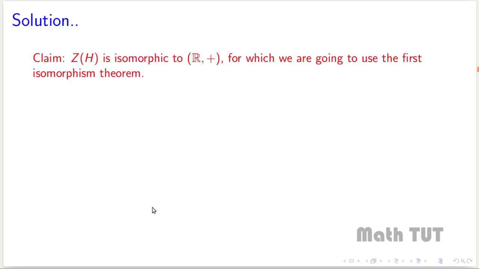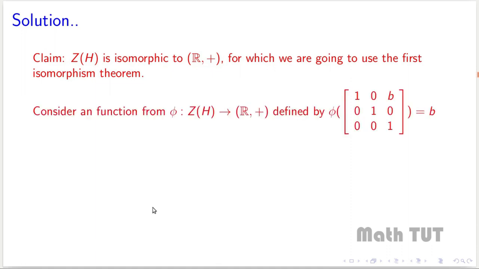The claim I'm going to make is that the center of the group is actually isomorphic to the structure R plus. It's actually option B. So what I'm going to do is give you a homomorphism from Z of H to R plus, and I'll later show that it is actually an isomorphism, and then I'll finish the problem.